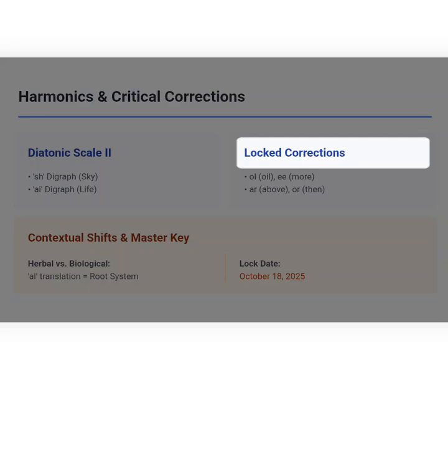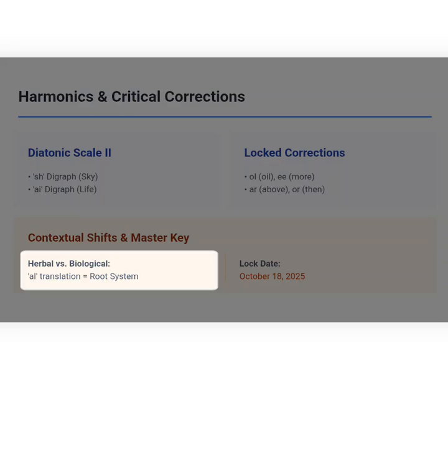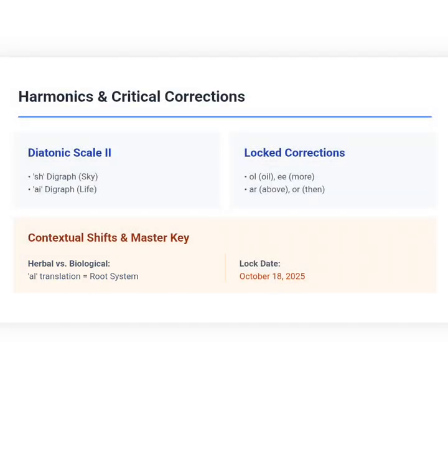Next, we have the locked corrections. These are fixed mappings that have been recently finalized. For instance, notice the all to oil and R to above correlations. These corrections are non-negotiable within the current decoding framework. A crucial aspect of our methodology is the contextual shift. In this example, the all translation shifts specifically to root system when toggling between herbal and biological datasets. It demonstrates how the master key adapts to the domain of the inquiry.